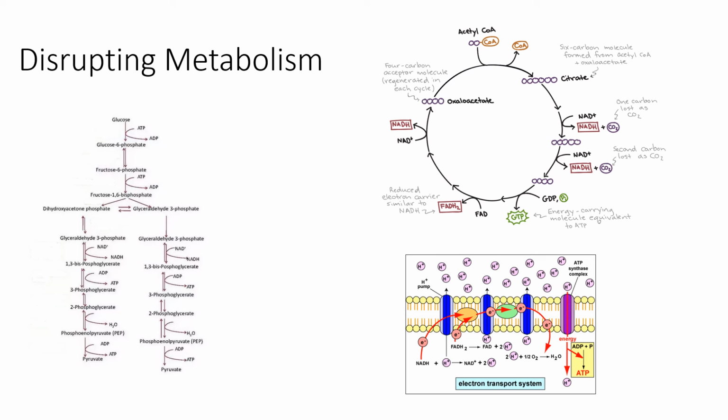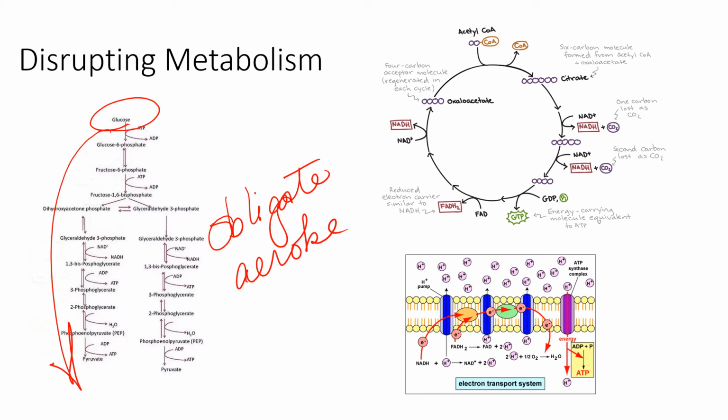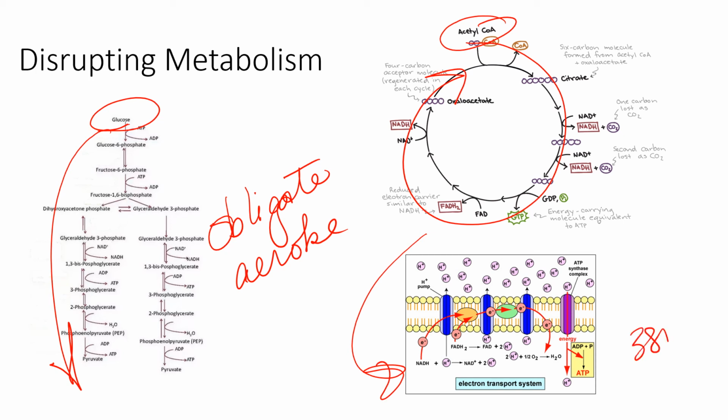So let's just pretend for a minute that I'm dealing with an obligate aerobe. So it not only needs oxygen, the obligate aerobe needs oxygen, but it also needs to make ATP by starting with glucose, completing glycolysis, completing the transition reaction into the Krebs cycle, completing the Krebs cycle, and using the electron transport system to make those 38 ATP. It doesn't have an option. It can't switch.